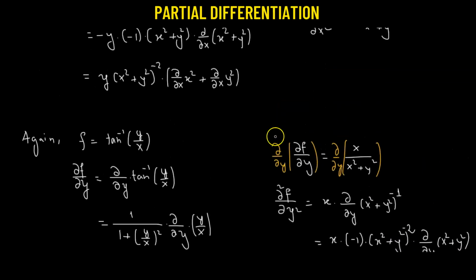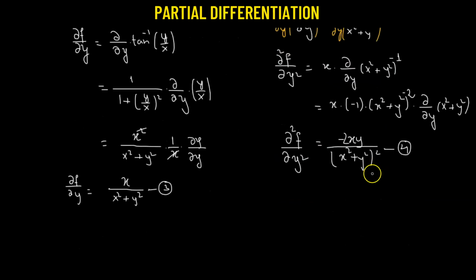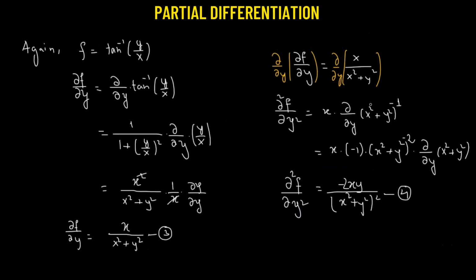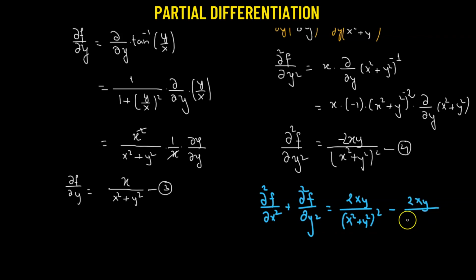So we had obtained the second partial derivative of f with respect to x and the second partial derivative of f with respect to y. We see that both of them are exactly the same expression except for a negative sign, so that means they're additive inverses of each other. Finally, when we add the two terms, the second partial of f with respect to x added to the second partial of f with respect to y, this is simply equal to 2xy divided by (x squared plus y squared) whole raised to the power of 2 minus 2xy divided by (x squared plus y squared) whole raised to the power of 2. So this will be equal to 0. So this is the final value.